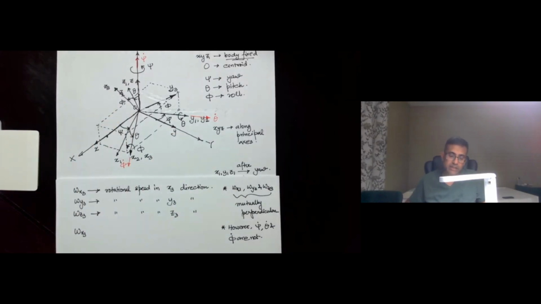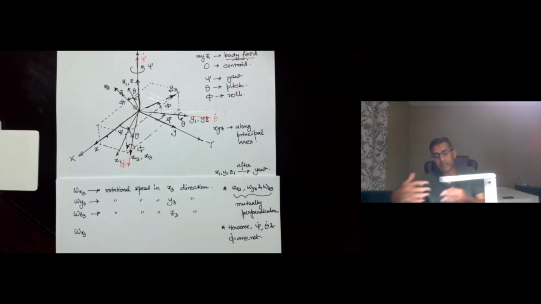In fact, you can see that while psi dot is in a fixed direction, the vertical direction, theta dot is actually a direction whose orientation itself is changing, because theta dot is in the y2 direction, and as the rigid body turns, the y2 axis also changes in direction. Okay, and phi dot is similarly in the x2, x3 direction or x3 direction, and the x3 direction is also changing in space.